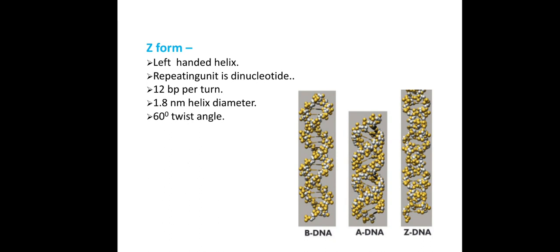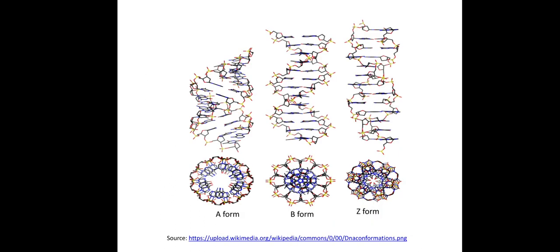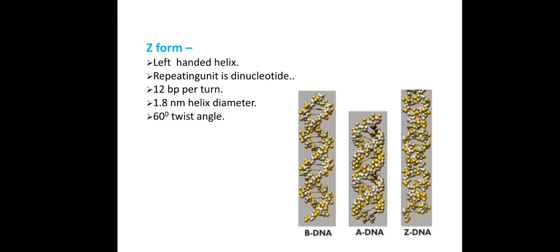Z is from zigzag. And in each turn, recall in B form there were 10 base pairs, in A form there were 11, but in case of ZDNA you find 12 base pairs per turn. So they are more compact, and the diameter is 1.8 nanometer, that means 18 angstroms. It was 20 and 23 angstroms in previous cases, but here it is 18 angstroms in case of Z form. And the twist of the angle is 60 degrees.